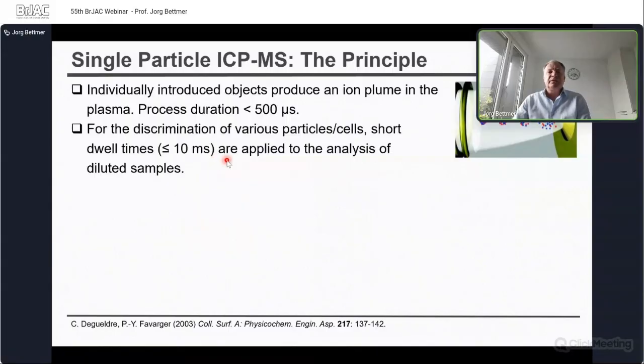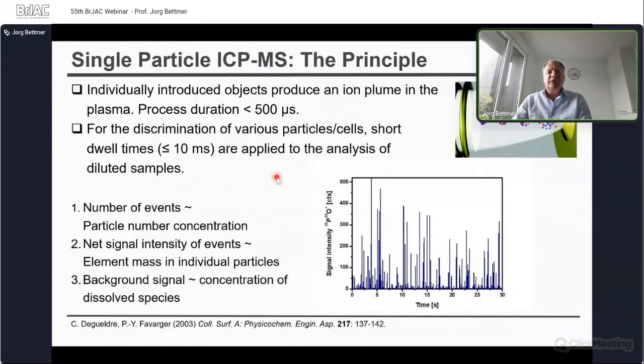It can go down to microseconds, for example. And what you do now is you use the analysis of very diluted samples in order to prevent more than one particle from being introduced to the ionization source at the same time. And you get the following information.